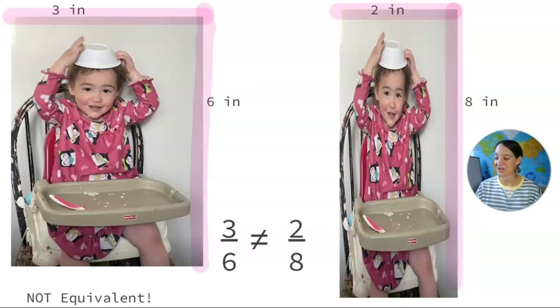They're not proportionate, which is why we have this cool little symbol right there. That is the not equal to sign. See how it's like a cool equal sign, but then it's like, nope, it's not. It's not equal to each other. So 3 to 6 is not equal to 2 to 8.